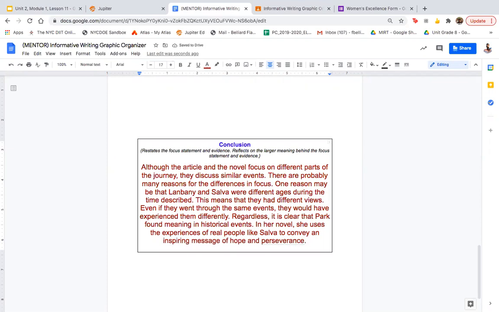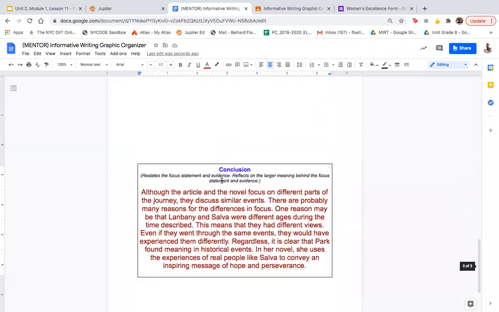And there you have it. That is my draft of a conclusion. Again, as I said, I'm going to be changing as I continue to draft, but on my graphic organizer, all I simply did was restate the focus statement, and I provided one piece of evidence that I felt was the strongest evidence that all of my essay already talks about.